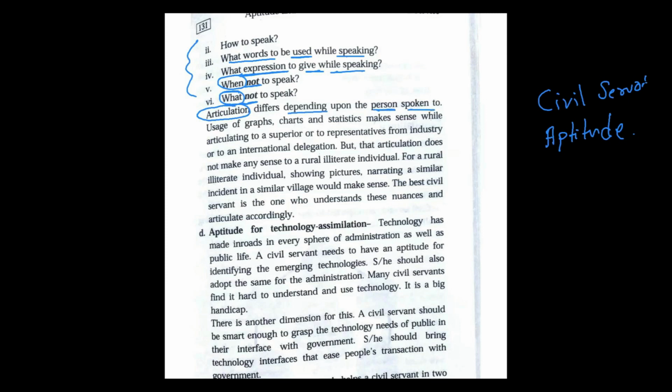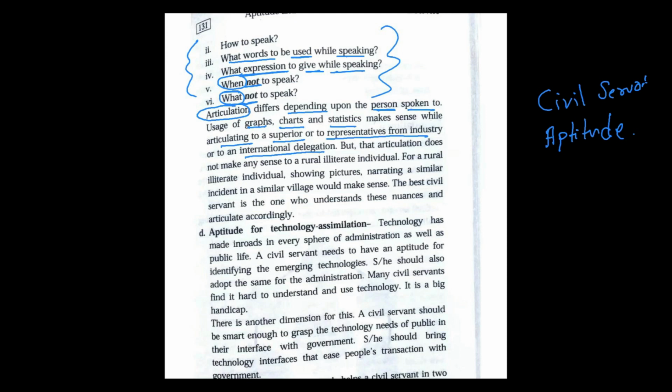So articulation differs depending upon the person spoken to. ऐसा नहीं कि articulation ये सब सबके लिए same होगा. It will differ from people to people. It will differ from situation to situation. Usage of graphs, charts, statistics makes sense while articulating to a superior or to representatives from industry or to an international delegation.